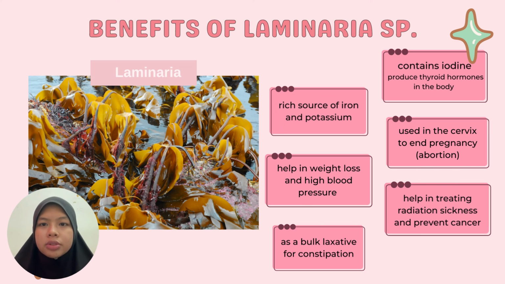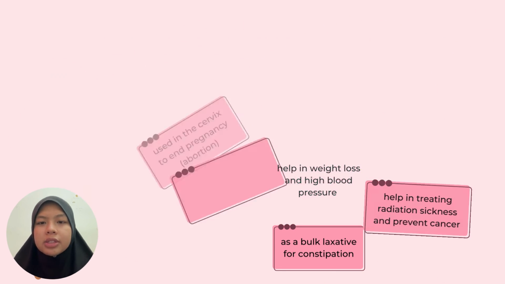It is also a rich source of iron and potassium. Laminaria is also used as medicine for some people. It is used in the cervix to end pregnancy, or also known as abortion. Other than that, Laminaria also helps in weight loss and reducing high blood pressure. It is also used as a bulk laxative for constipation, treating radiation sickness, and prevent cancer.